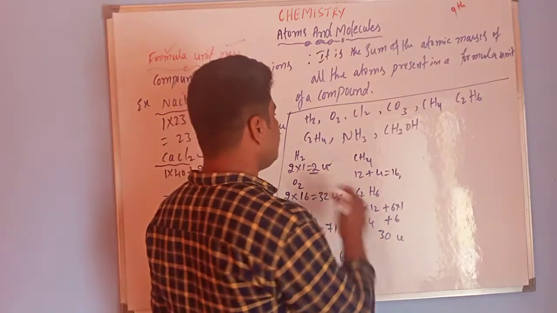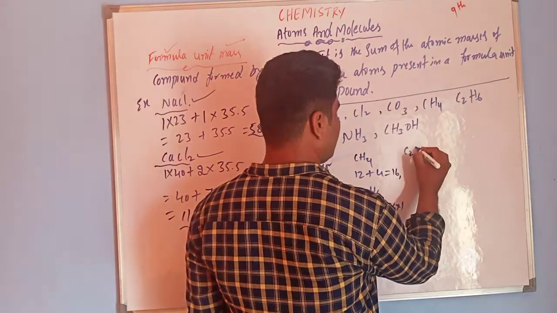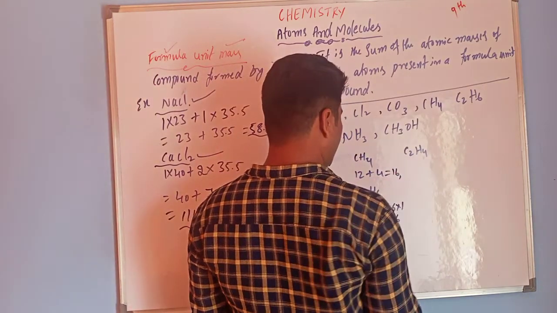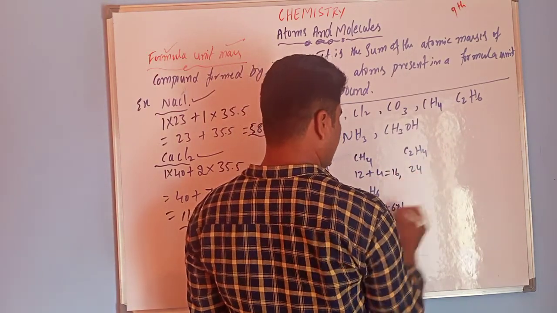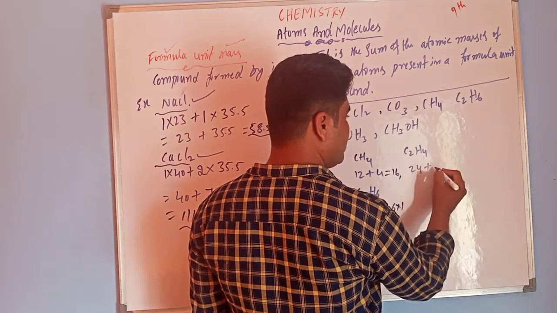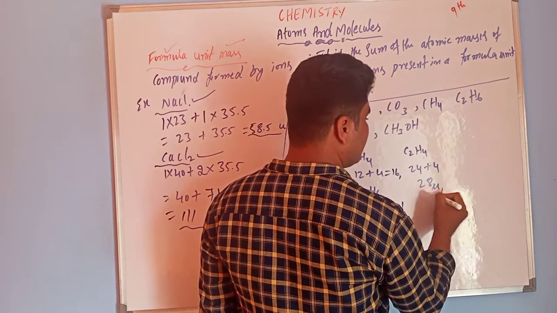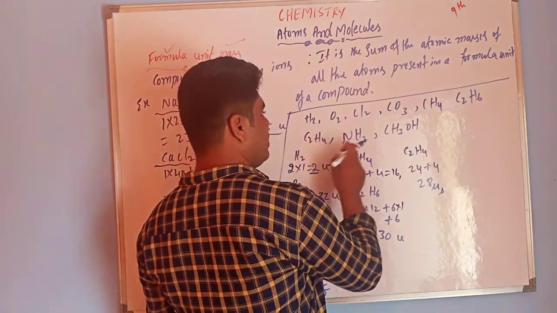Next is C2H4. For this C2H4, 2 into 12 is 24. Next, 4 into 1 is 4, so that is 28. So 28 u.